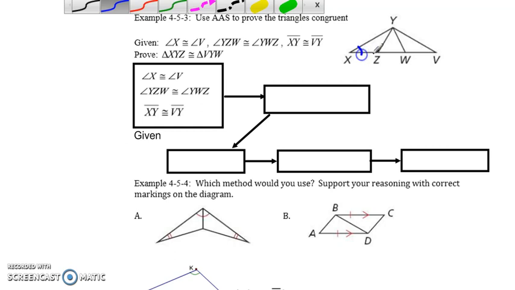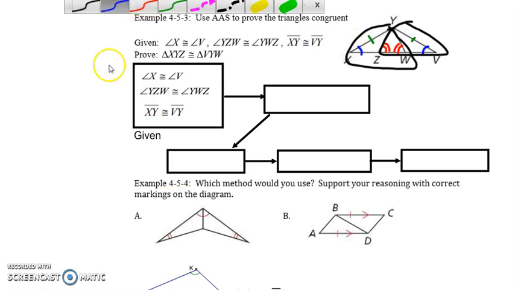It looks like we have X is congruent to V, those angles. We have angle YZW is congruent to YWZ. Okay, and then we have XY, that segment is congruent to VY. So it looks like we have an angle and a side. If we look at our triangles, they're overlapping. So this is one triangle, and then this is the other triangle. So you can see them like that.